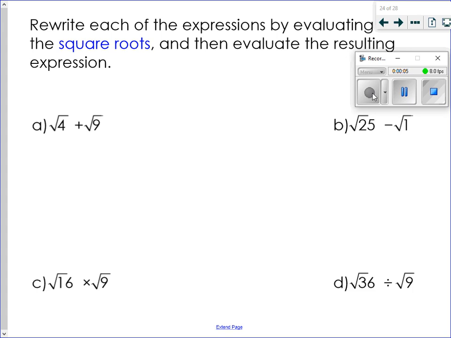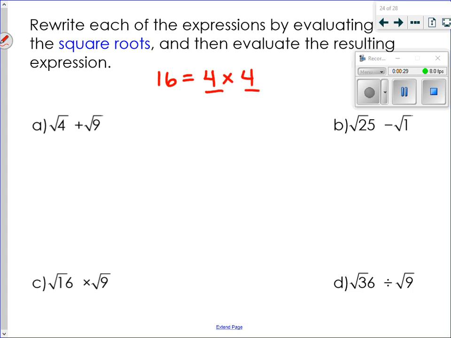Our lesson today is going to build on what we learned last week about perfect square numbers and their square roots. So if you recall from last week, a perfect square number is any number that can be written as the product of two identical factors. So for instance, the number 16 can be written as the product of 4 times 4, two identical factors.